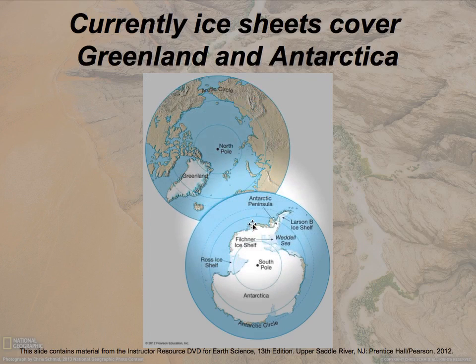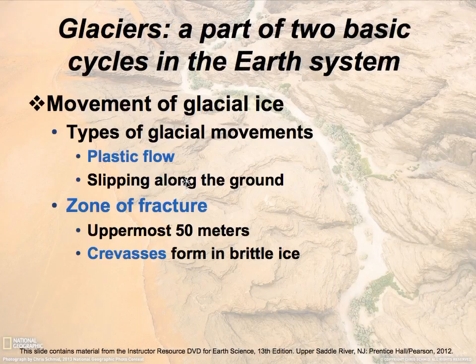And in the Antarctic, you've got the West Antarctic ice sheet up here, and the East Antarctic ice sheet down here. It's a relatively gigantic ice sheet compared to the West ice sheet and the Greenland ice sheet.